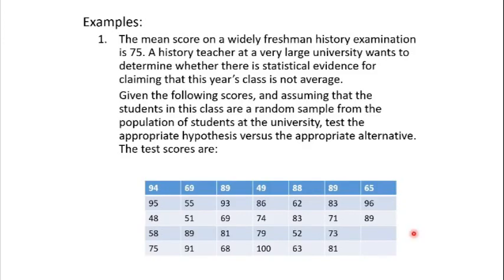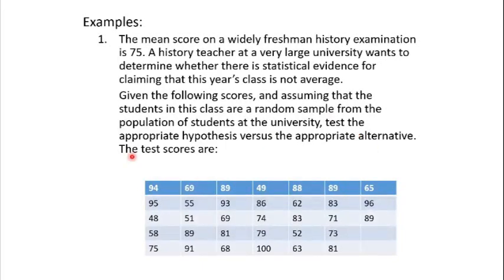Okay, for the first example, we have yung for the example problem number 1 natin, we have the mean score on a widely freshman history examination is 75. A history teacher at a very large university wants to determine whether there is statistical evidence for claiming that this year's class is not average. Given the following scores and assuming that the students in this class are a random sample from the population of students at the university, test the appropriate hypothesis versus the appropriate alternative.